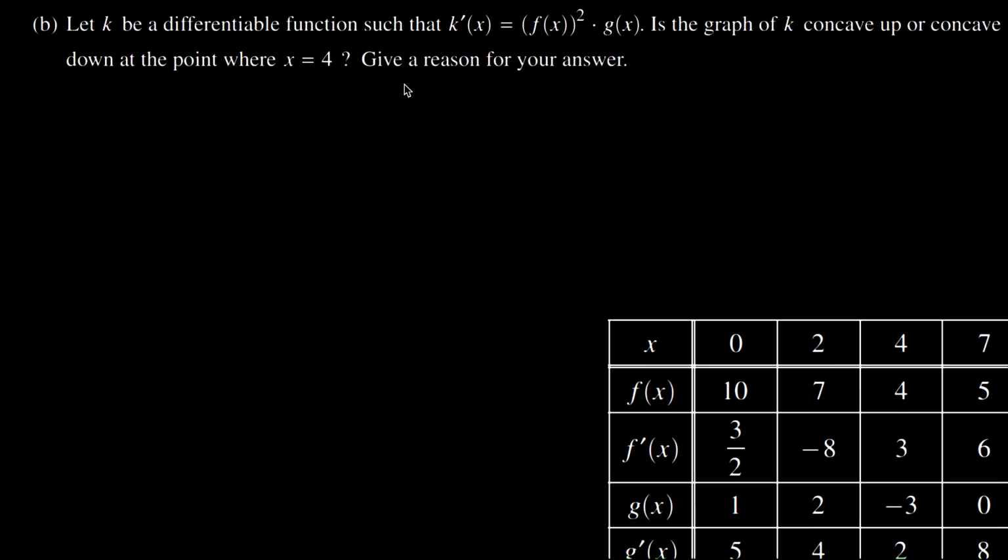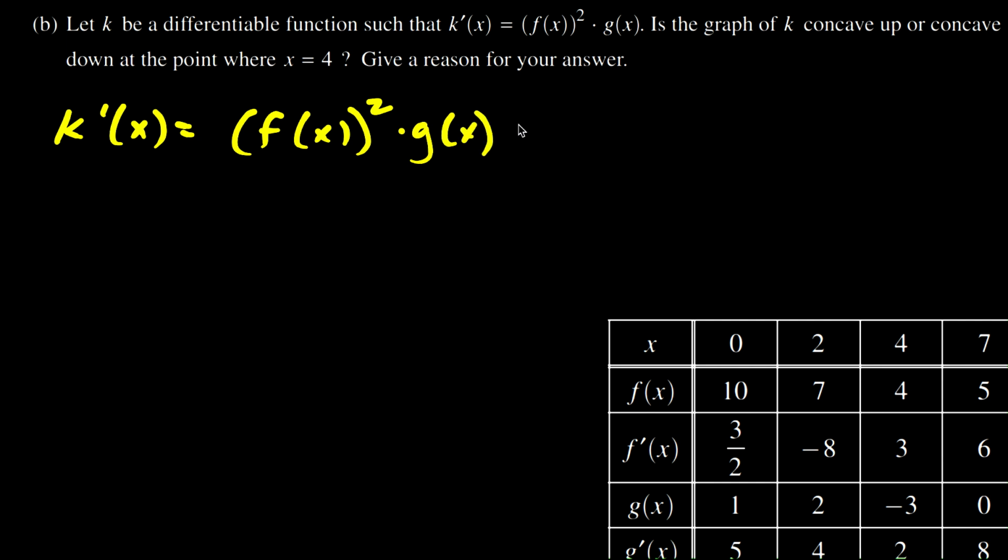So here we're defining k prime. They're giving us the first derivative, and that is something to be very aware of. What are they actually giving you? It is defined as f of x squared times g of x. And we are looking at concavity, up or down. So we're looking at the slope of the slope. So it's the first derivative of the first derivative, or as you know, the second derivative. Then we're going to plug in the value of 4, and we can determine that.